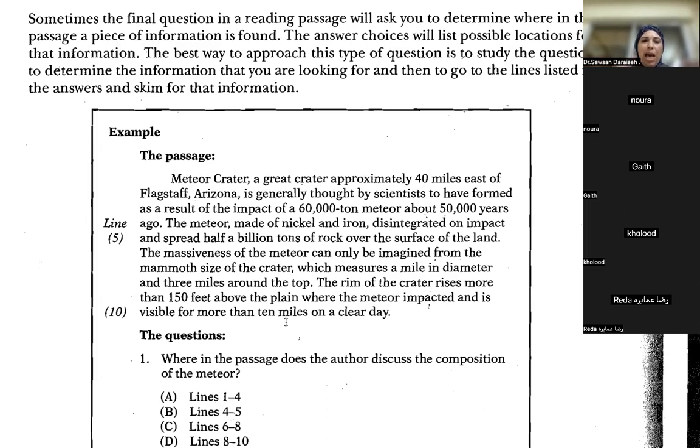This area has planes, not airplanes. The spelling differs, of course, because the spelling of the word for airplane is A-N-E L-A-I-N, which is plains, guys. The plains are the flat, level areas. For example, I might say that Ramtha is a plain-like area, where the meteor impacted and is visible for more than 10 miles on a clear day.